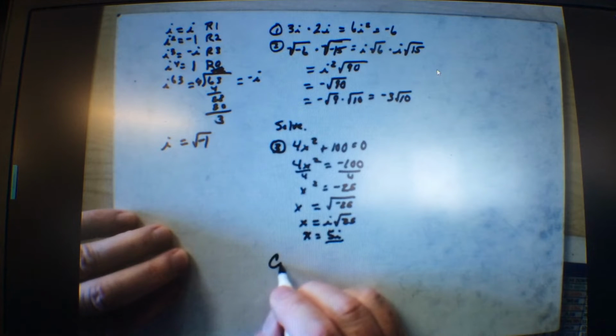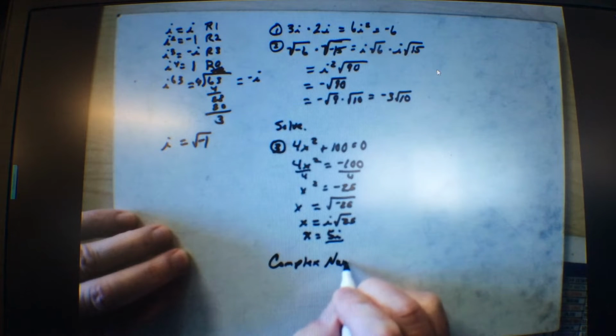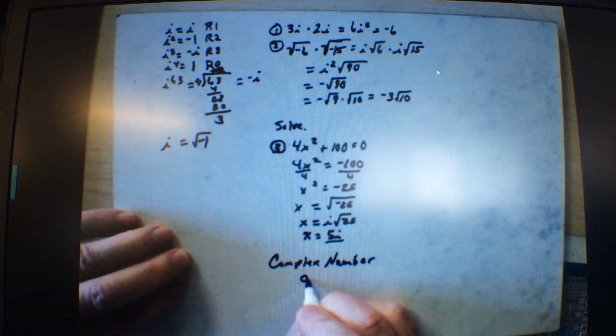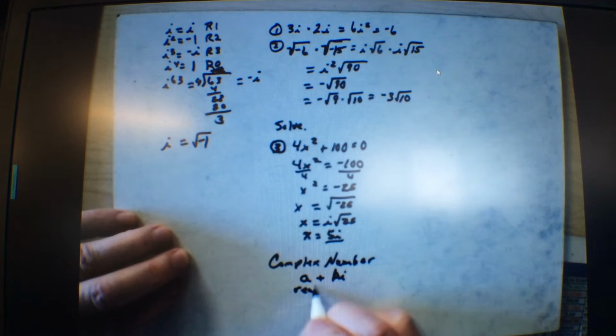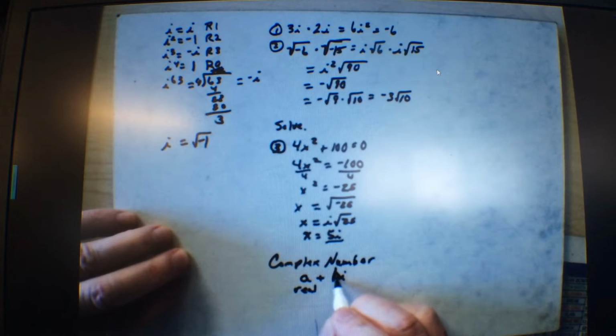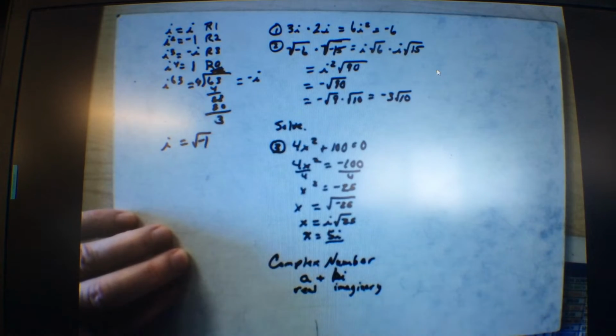But now I'm going to talk, and I talked a little bit about this last week, about what a complex number is. A complex number is when we have a real part and an imaginary part. This is the real part, a, and that's b, guys. This is the imaginary part. That's a plus bi.